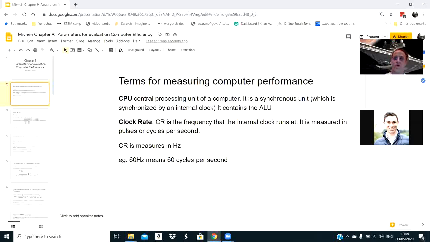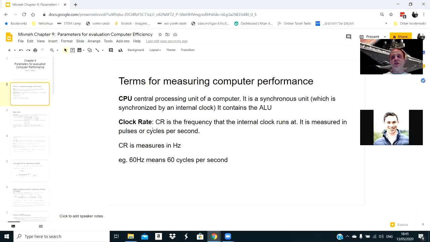It runs according to time intervals, which means that you can buy a computer that is, for example, 60 hertz or 60 gigahertz. If it's 60 hertz, it means it runs 60 cycles per second, which means it has 60 clock pulses a second. If it's 60 gigahertz, it would be 60 billion cycles a second. If 60 kilohertz, it would be 60,000. If it's 60 megahertz, it would be 60 million cycles per second. That's the clock rate. We can call that the clock rate.